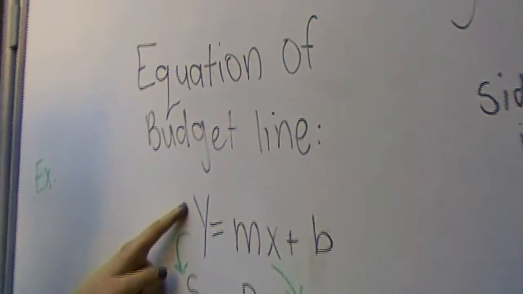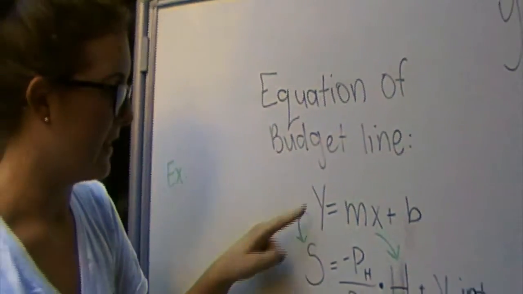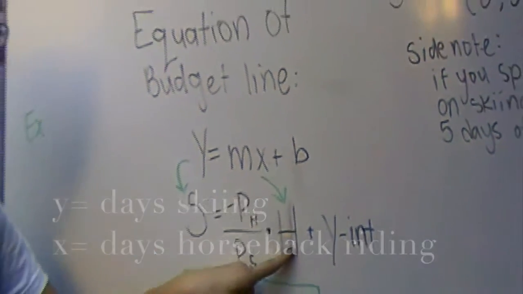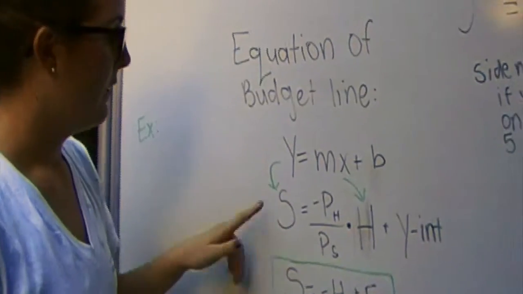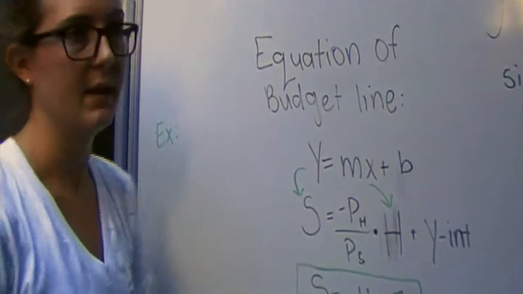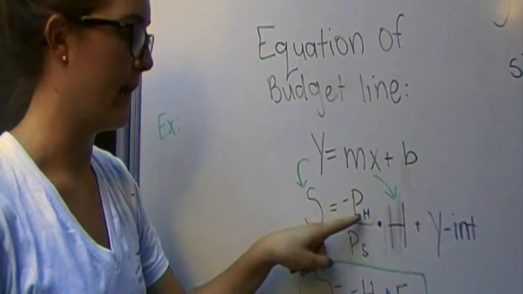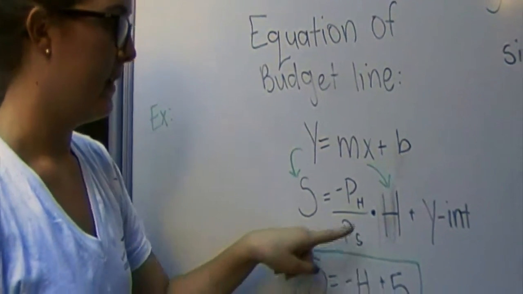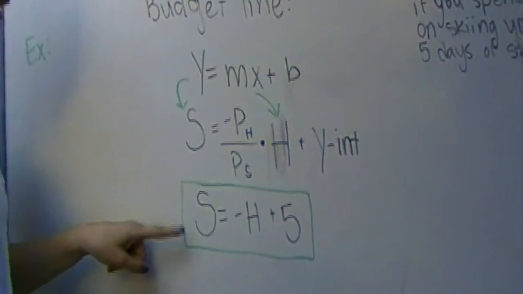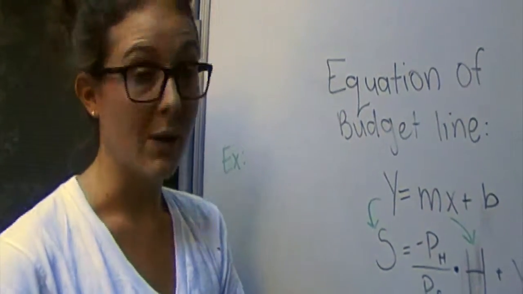For any given line, the equation is y equals mx plus b. For this graph in particular, the y-axis is days of skiing, and the x-axis is days of horseback riding, and that's why we replaced these here. For any given budget line, the slope is also negative. So instead of rise over run, it's actually run over rise. And we have here the negative price of horseback riding over the price of skiing times horseback riding plus the y-intercept. And this simplifies to S equals negative H plus 5. And that's the simplified equation of our budget line.